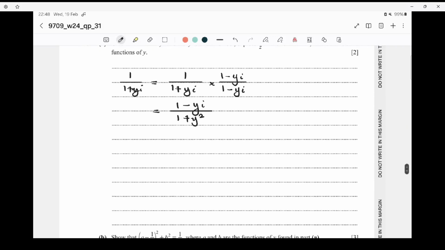A and b are functions of y, therefore a will be 1 over 1 plus y squared, b will be minus y over 1 plus y squared. So that will be your solution.